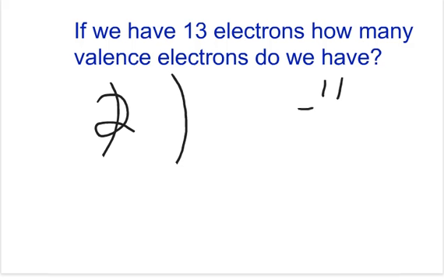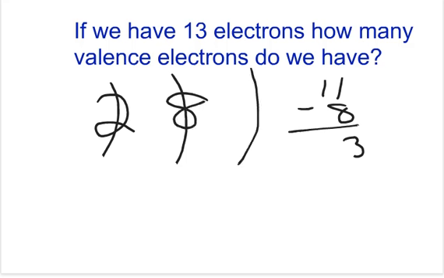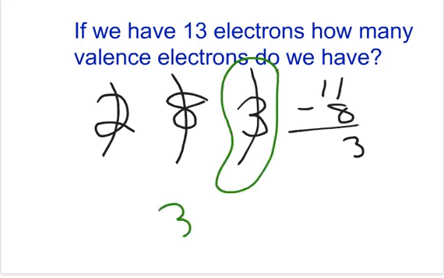So 11 minus 8 is what? 3. So we can put 8 right here. And then in our last one we put 3. And this is the one furthest from the nucleus. So our answer is 3 valence electrons.